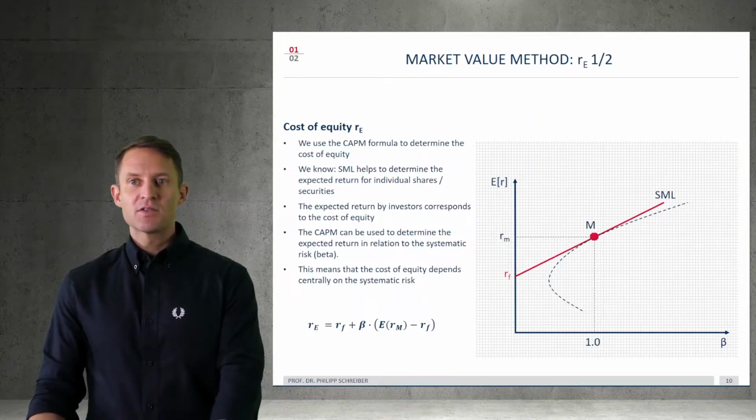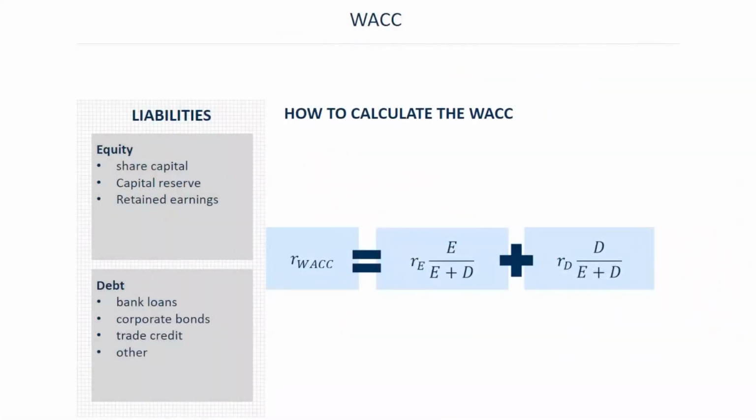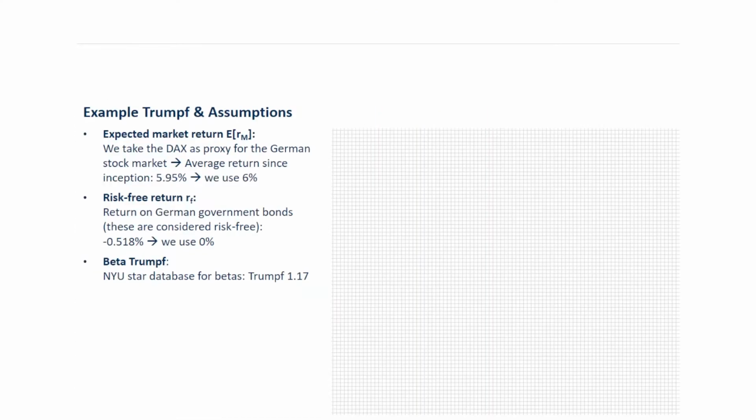Let's go to our animated PowerPoint. Here where we calculated the weighted average cost of capital. And let's jump to this next example. So let's say we are interested in the cost of equity of Trumpf. And we need the expected market return, we need RF, and we need beta. Because we are interested in this formula here.